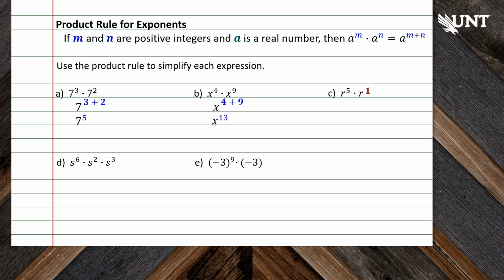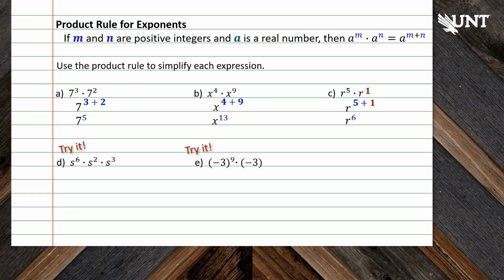So what we're really looking at is r to the 5th times r to the 1st. Since they do have the same base, we keep the base, which is r, and then we add the exponents, which in this case is 5 plus 1, and we know we can simplify that to r to the power of 6.